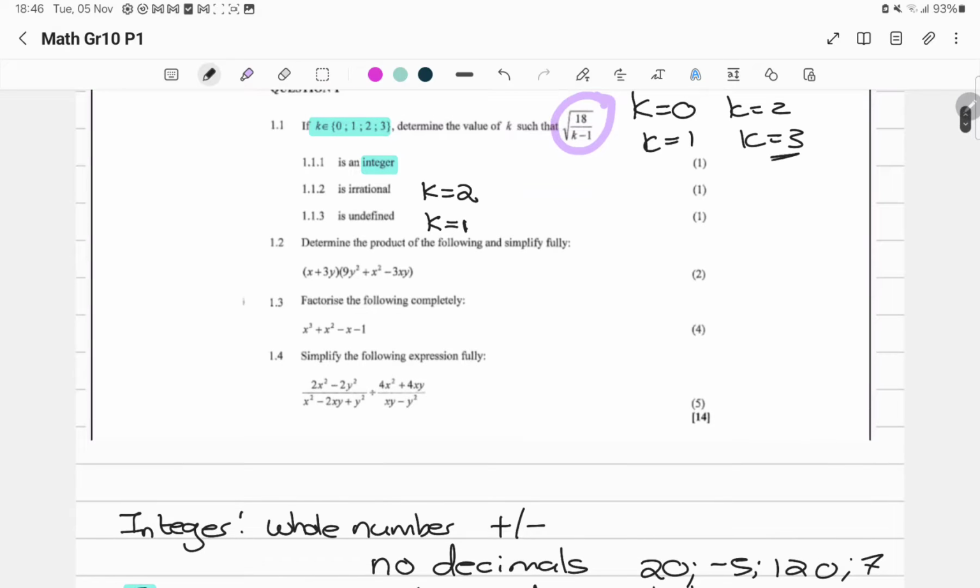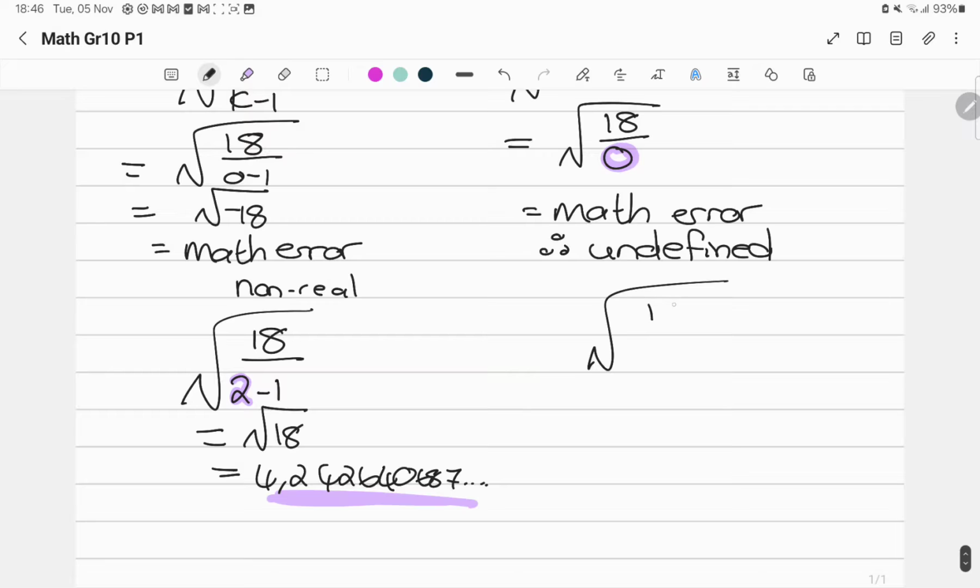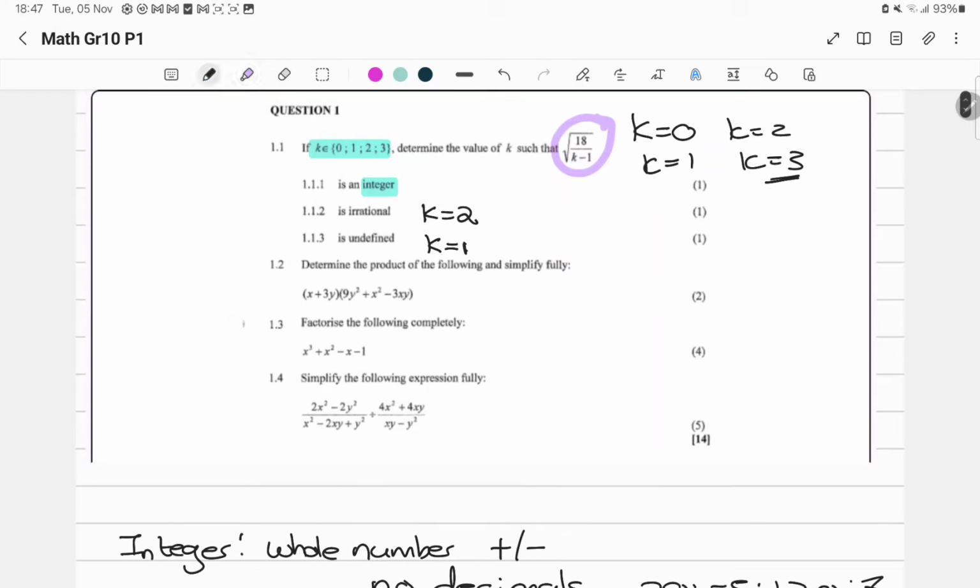Alright, so the last k value I have left is k equal to 3. So now I'm going to do the same thing, and I'm going to put in 3 minus 1, which gives me the root of 9, which gives me 3. Alright, and what is 3? 3 is a whole number. So what value did I have to put into k to give me my integer? I had to put in 3. So my answer would have been k equals 3.